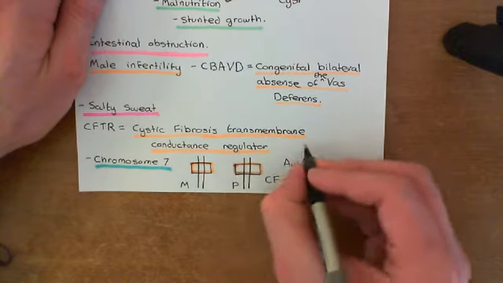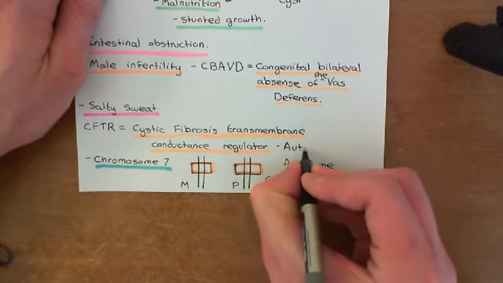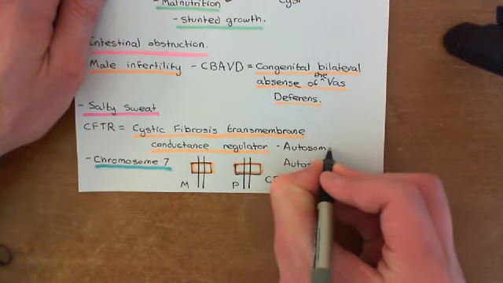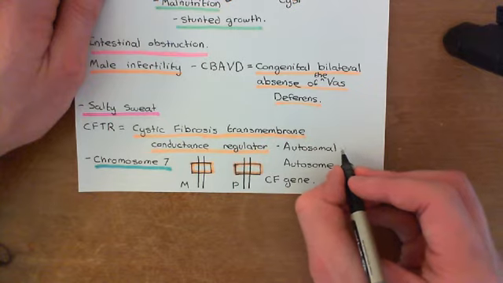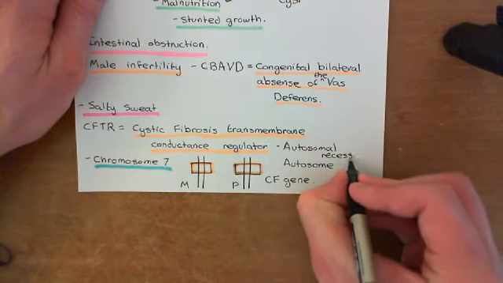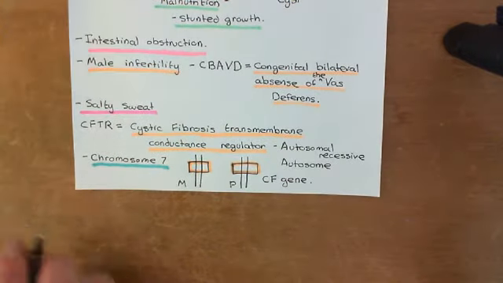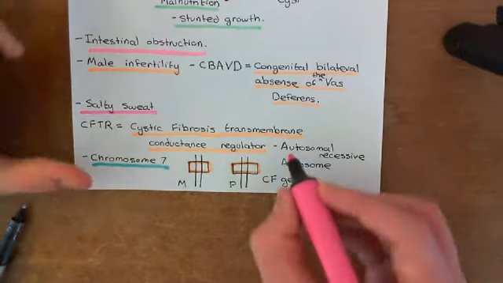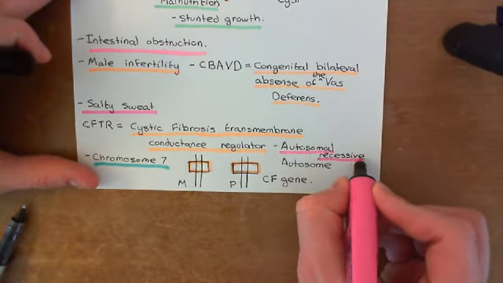So that means that cystic fibrosis is autosomal, because it's affecting a gene that is within the autosome. It's autosomal recessive, because you need 2 copies of mutant CFTR genes in order to actually get the disease. You need both copies of your cystic fibrosis genes to have actually been hit in order to get the disease.